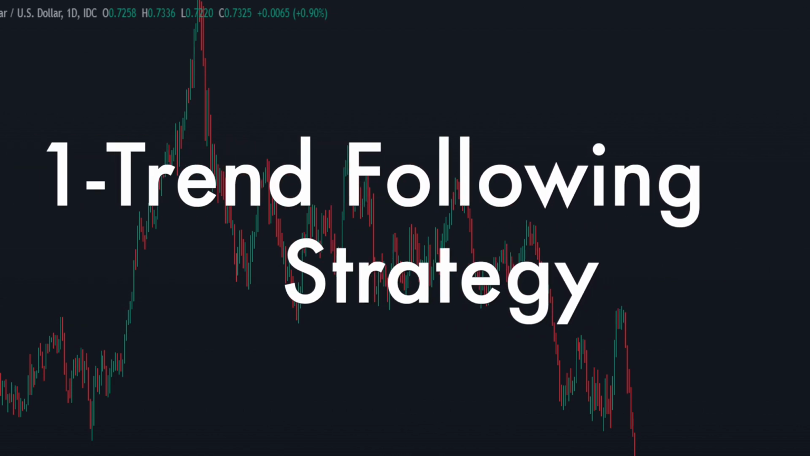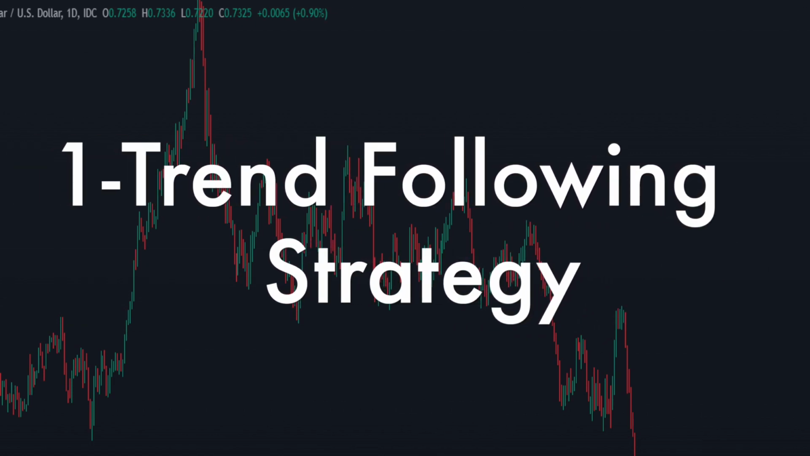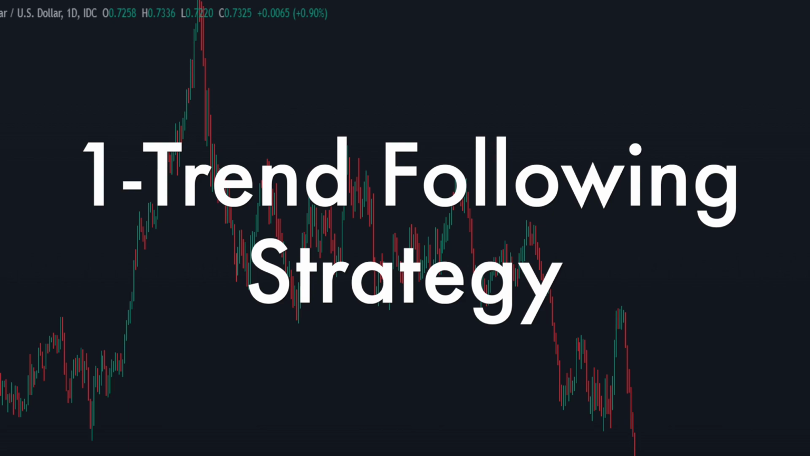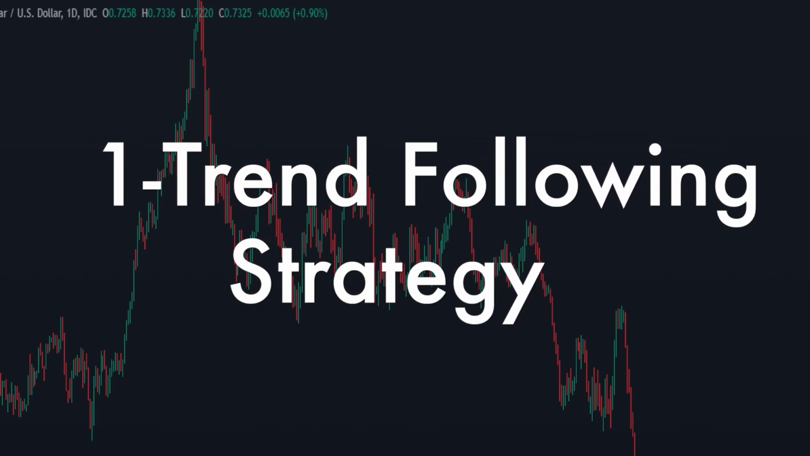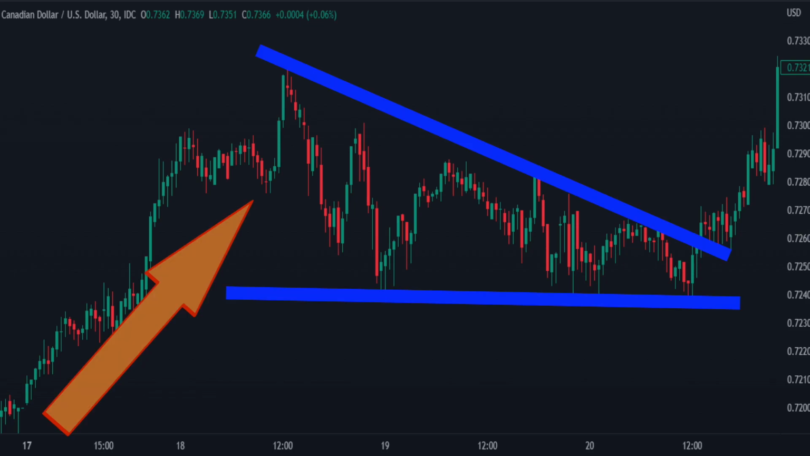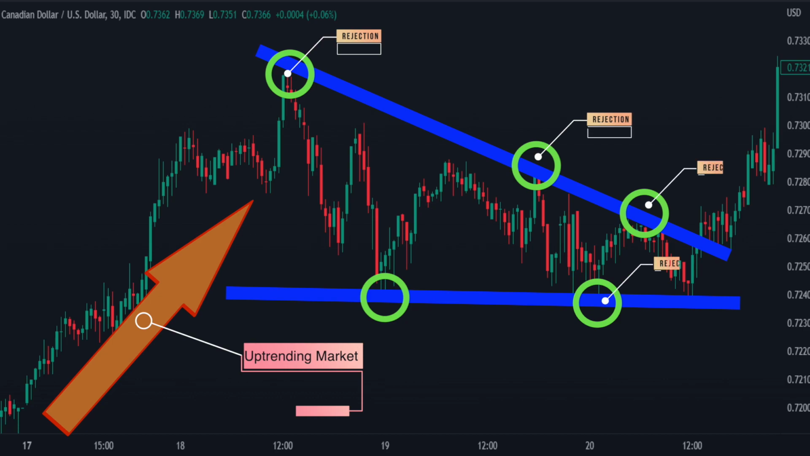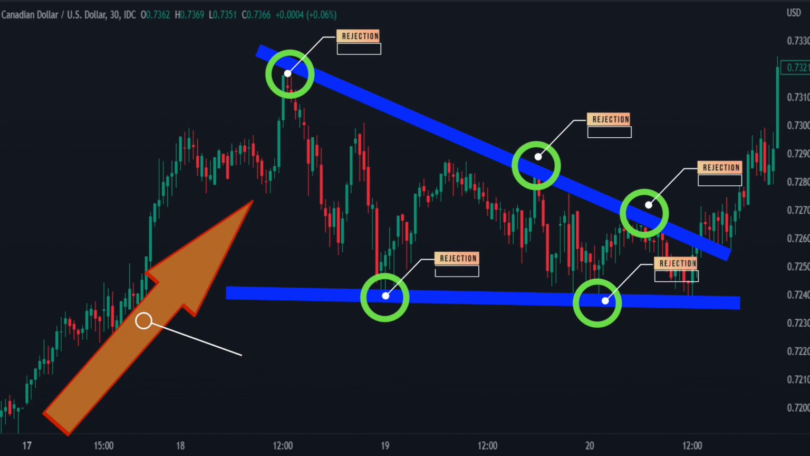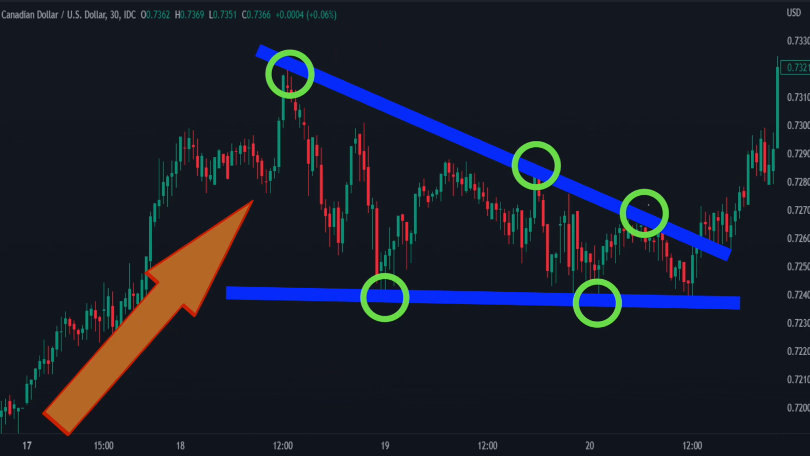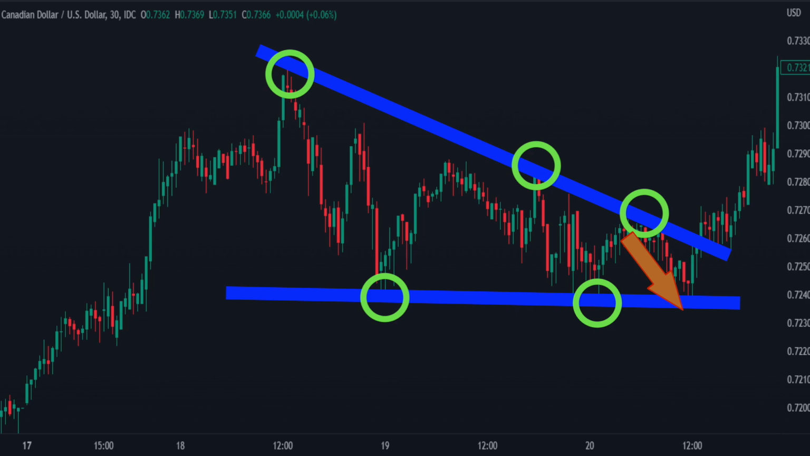This strategy is a trend following. It means that once you determine the trend, you will only look for entry signals in the same direction. For example, look at this chart. We have drawn the trend lines, and we can see that the price action has been rejected on the 5th circle. This means that the market is not yet ready. At this point, we can wait for another pullback on lower trend lines.